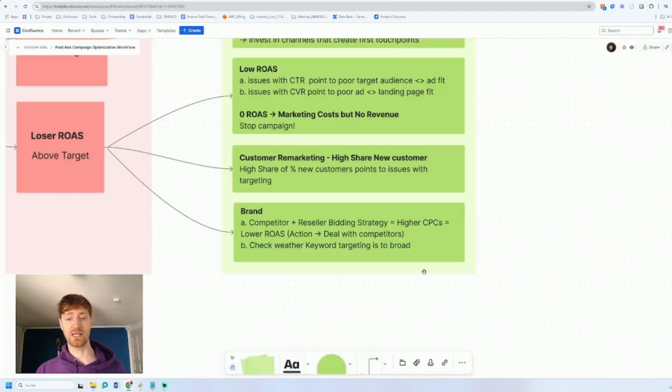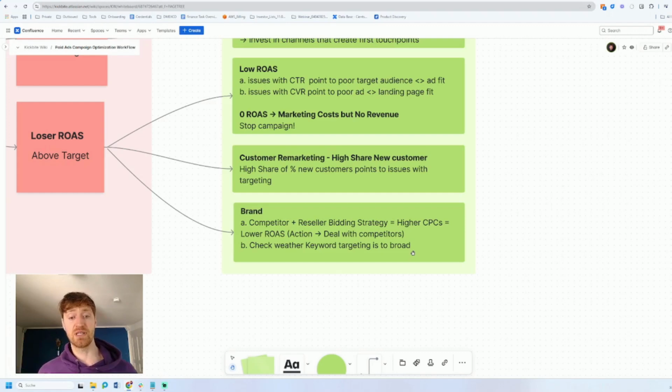If you see that you have very high CPCs, the action you can take is actually contact your competitors and make a deal agreement with them that you don't compete and include bidding for your competitors' keywords, and also check for your resellers if they actually have a bidding strategy on your brand keyword to make the purchase on their marketplaces instead of your internal web shop.